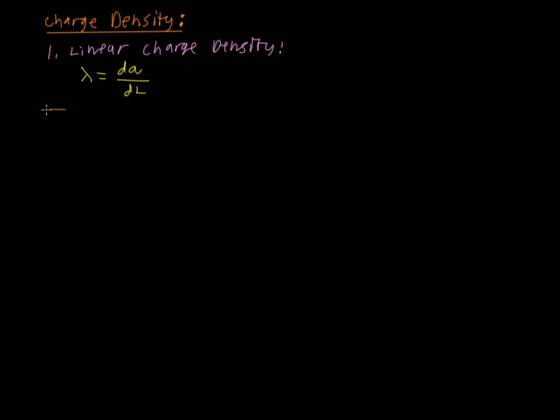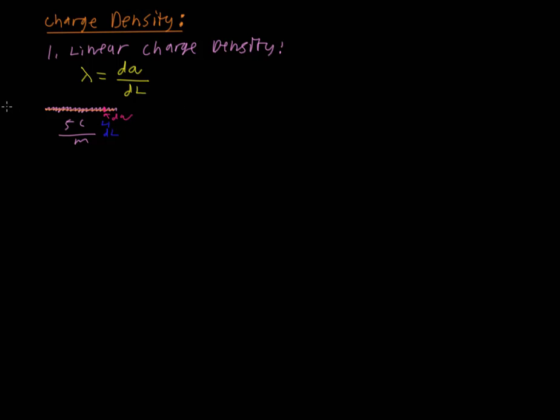So if I have some rod here, lambda is the linear charge density. It's how many coulombs of charge I have, maybe it's 5 coulombs per meter. It's the density of charge that I have over this rod. And so one little infinitesimal slice is going to have charge dq, and the length of that is going to be given by dl.